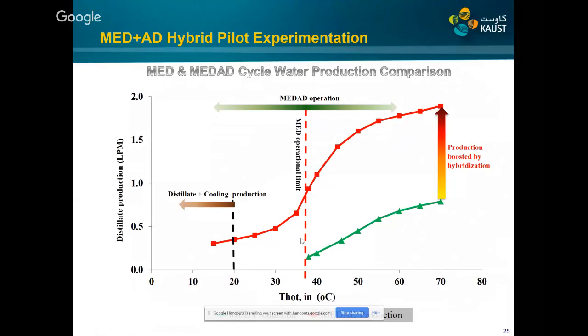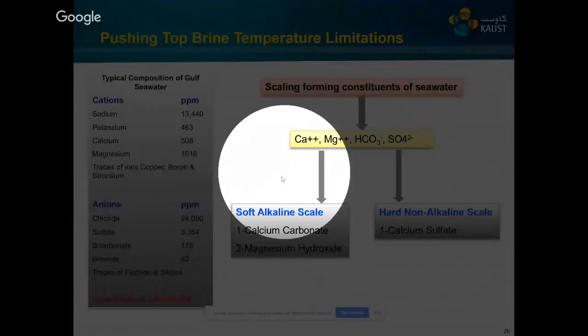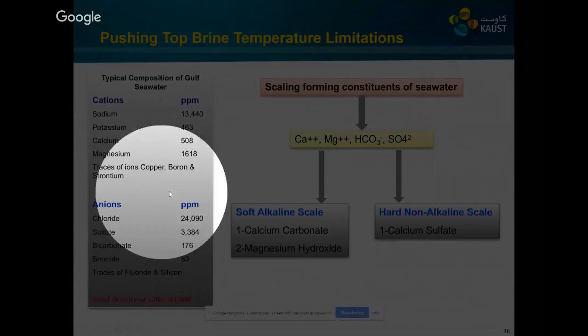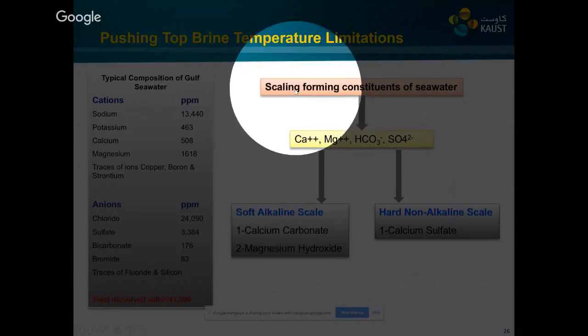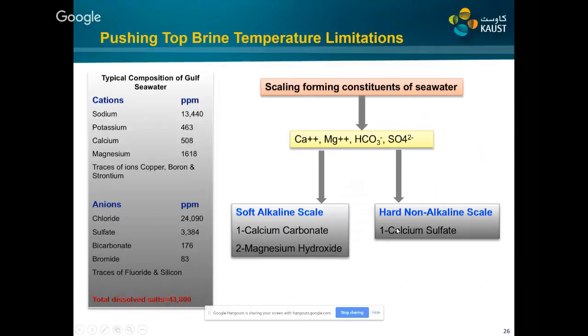So after this successful demonstration of the lower brine temperature limit below the ambient condition, we started work on the top brine temperature, that is, how we can push the limit to over 100 degrees centigrade. Before that, we have to look into the chemistry of the seawater. We can see over here that in the seawater we have cations and anions that actually form soft scale and hard scale in the system at specific temperature and concentration.